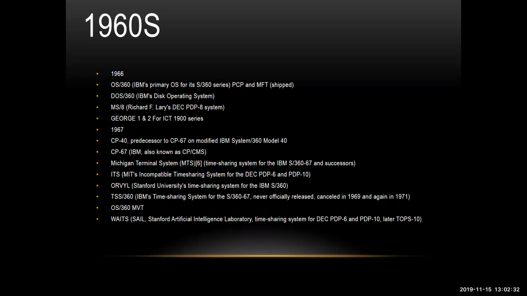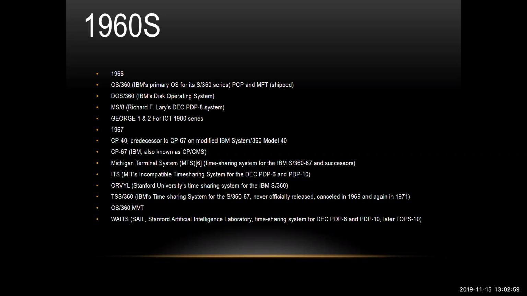And then we also had George 1 and 2 for the ICT 1900 series. George was the name given to a series of operating systems released by International Computers and Tabulators, acronym for ICT, in the 1960s. It was intended for the ICT 1900 series of computers, as I mentioned earlier. It included George 1, George 2, George 3, and George 4.